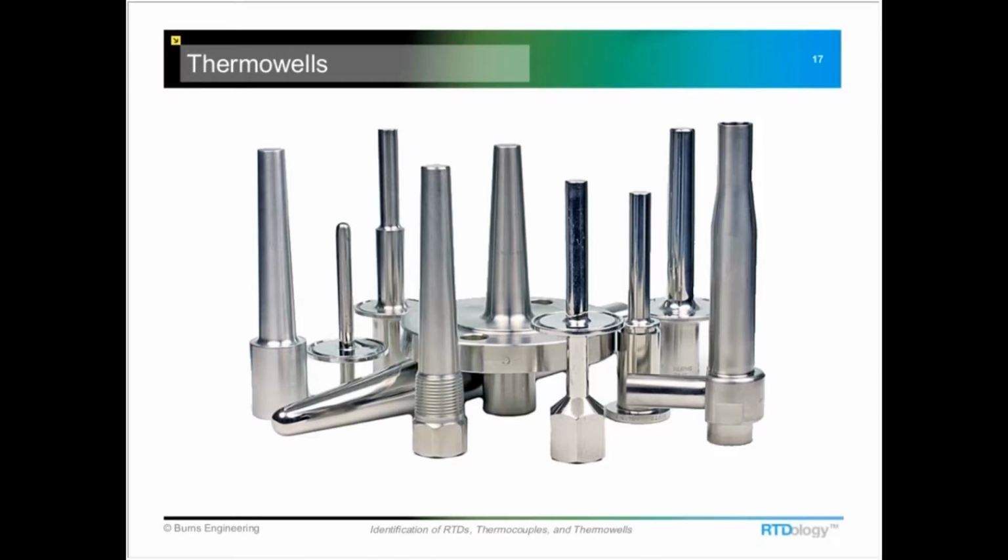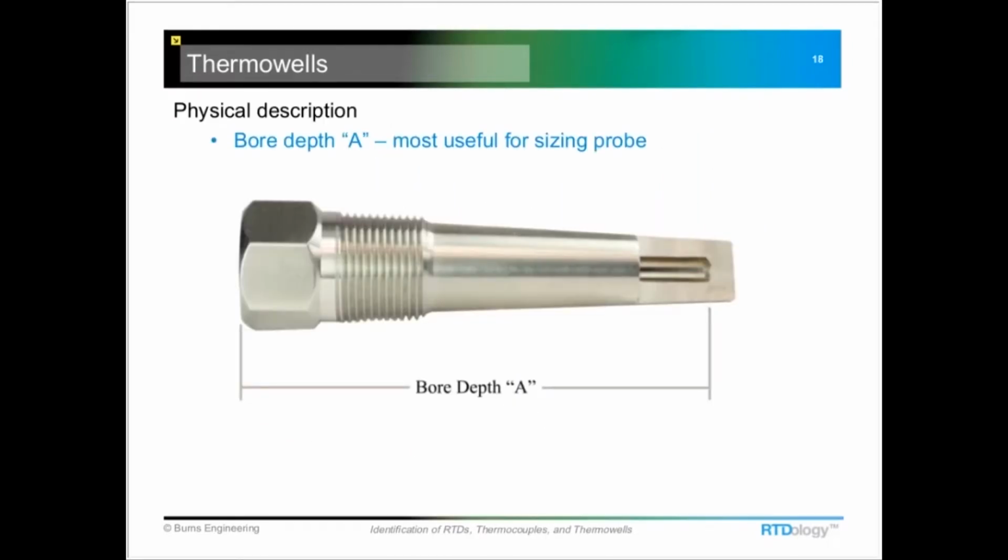All right. So next, I want to talk about Thermowells. If you have a Thermowell and you need a replacement probe to go in it, the most important useful number is the bore depth. And this can be measured quite easily by just taking a piece of wire or even the probe that comes out of that well and just measuring this dimension that's shown here. And with this number, the probe supplier can get you the right length. And it's just really the most useful number to have.